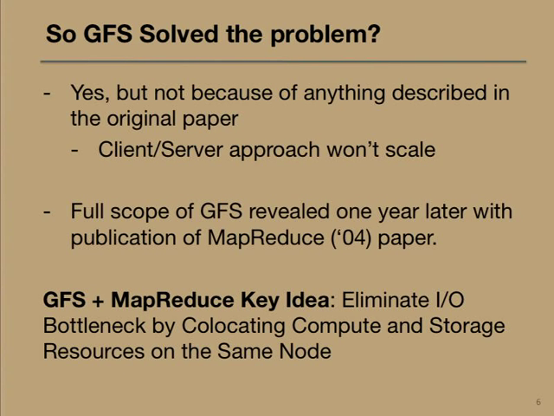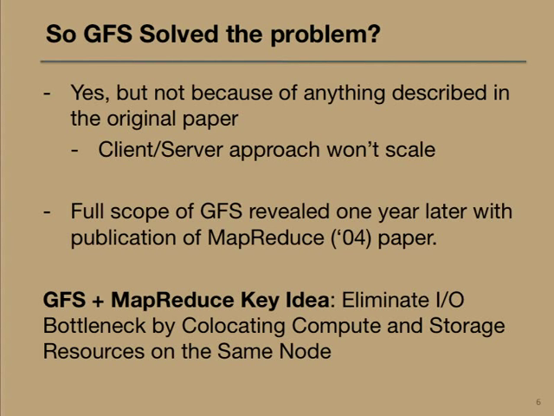So earlier I mentioned that the problem Google was contending with was twofold. They were worried about the cost of the traditional NAS and SAN solution, and they were also worried about scalability. If you look at just what's described in the original GFS paper and hold it against these goals, it's pretty clear that they solved the cost problem. They articulated a way of building a very scalable file system using commodity components. But I don't think that, looking at just the GFS paper, they really solved the scalability problem.